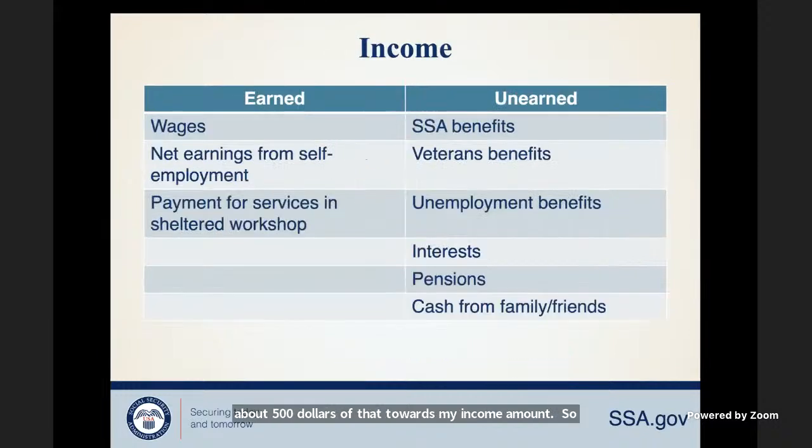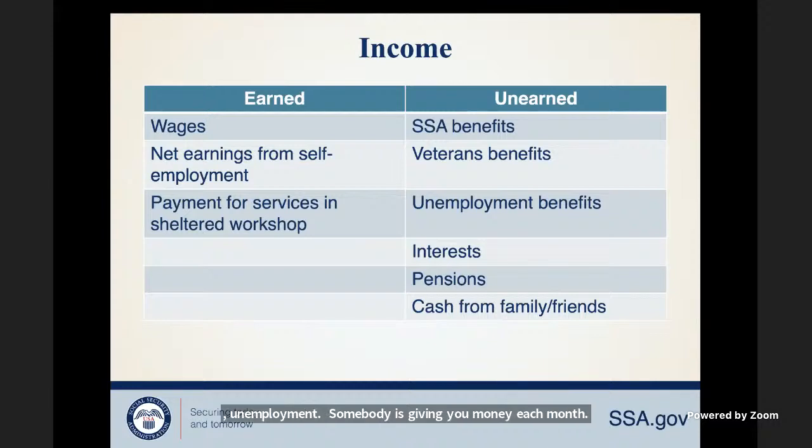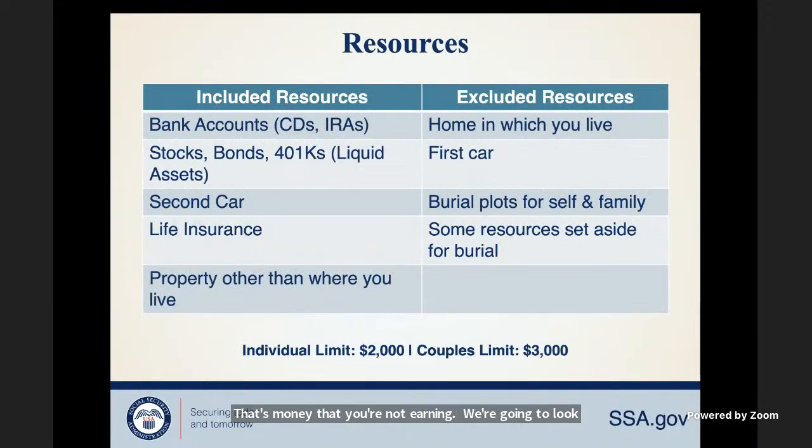Unearned, you're looking at benefits like retirement, unemployment, somebody's giving you money each month. That's money that you're not earning. We're going to look at that dollar for dollar. Resources, your bank accounts. We look at your stocks, your bonds. We look at life insurance policies with a cash surrender value only. Now, if you've got a life insurance policy, but there's no cash surrender value, no money you can take out right now, we're not going to count that against you at all.